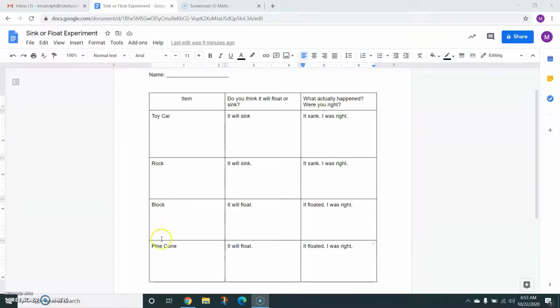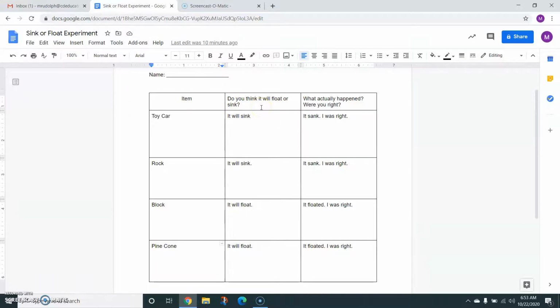Then on this column, what I need you to do is find an adult to help you, mom, dad, aunt, uncle, grandma, grandpa, brother, sister, whoever's there to help you. See if a grown-up can help you. You need to find 4 items that it's okay for it to go in water. Okay? I did this experiment last night, and so I did a toy car, a rock, a block, and pine cone. These are all things that I had at my house that I was okay with getting wet. So you need to find 4 items. If they end up being the same items, that's okay, but I want you to look around your house and see if you can find different things because I'm curious to see what items float or sink.